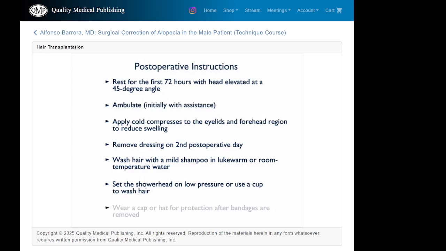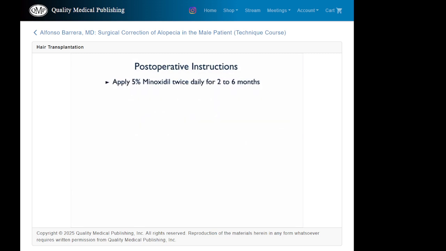After the dressing is removed, wear a cap or hat for protection, especially when going out. Begin applying 5% minoxidil twice daily for 2 to 6 months to help speed the growth of the newly transplanted hair. This may minimize the initial thinning of hair in the grafted areas. If scalp irritation occurs, stop using minoxidil for a few days and switch to 2% minoxidil. If irritation persists, discontinue use.